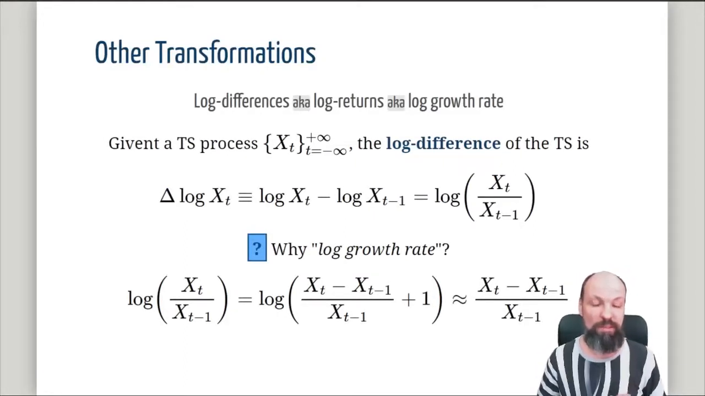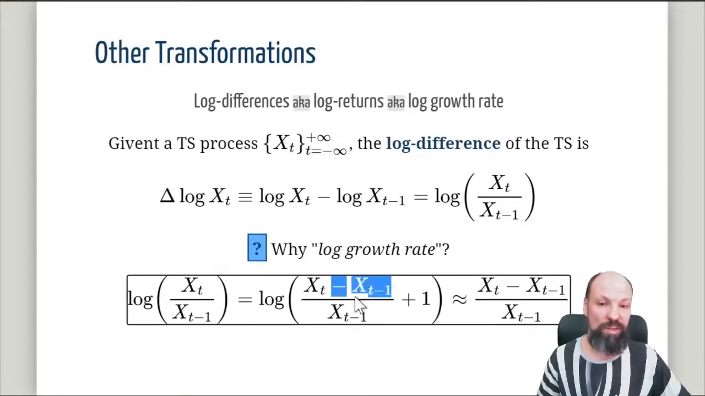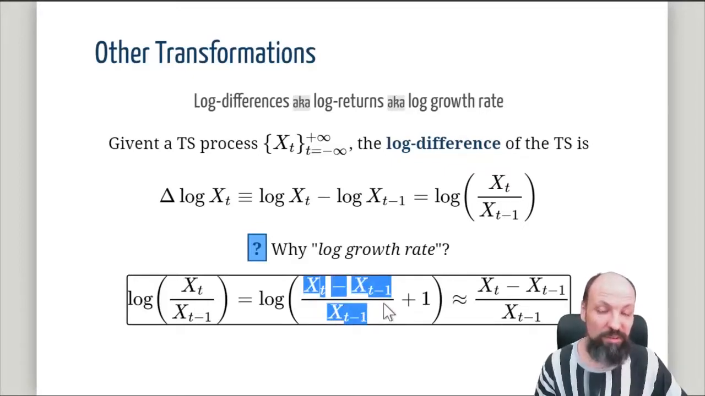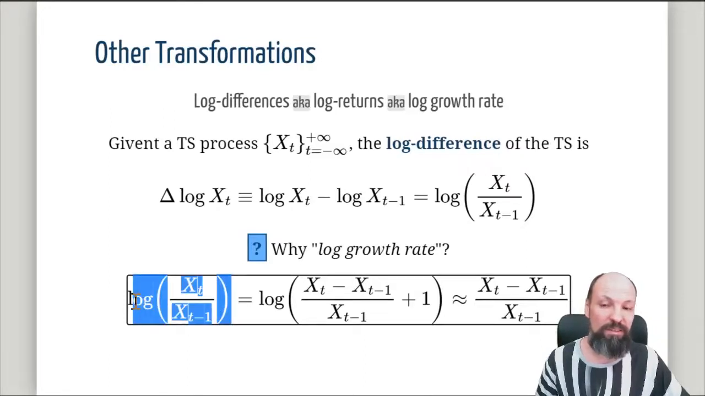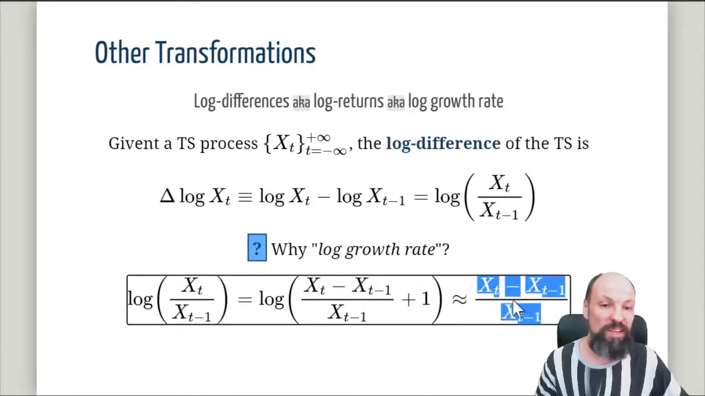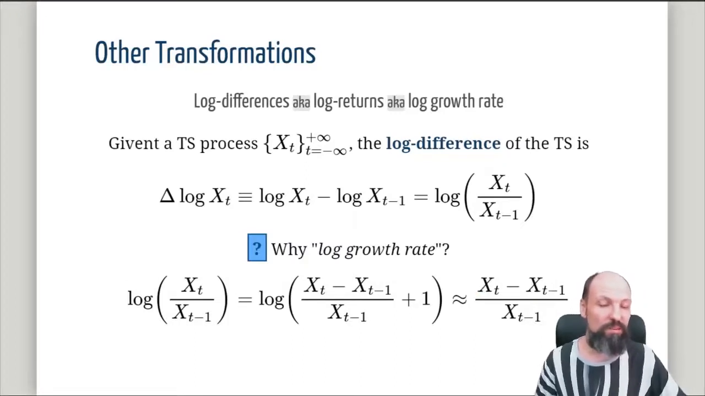So why that is and how it is applied here, like this. We know that the growth, if we subtract and add 1 here inside, we get exactly this: the growth rate plus 1. And when the growth rate is not large in absolute value, then this approximation applies here, and we get exactly this. So this transformation of the time series is almost the same, or approximately the same, as the growth rate or as the percentage change. That's why the name log growth rate.